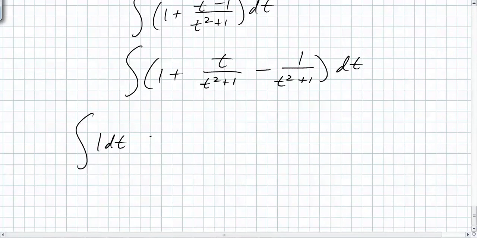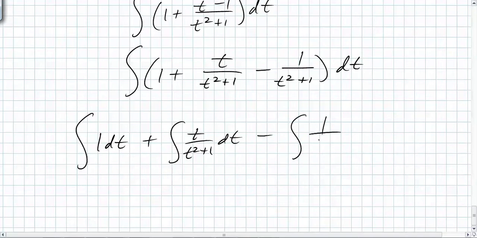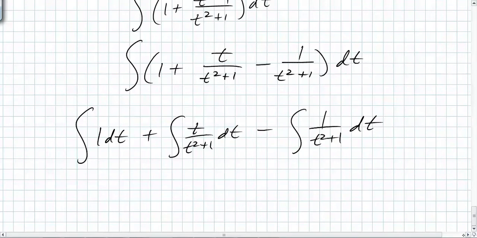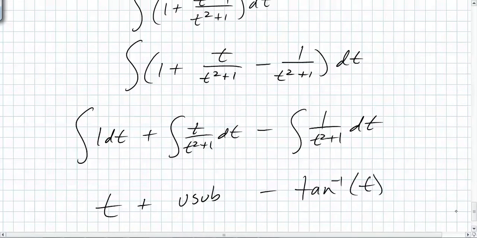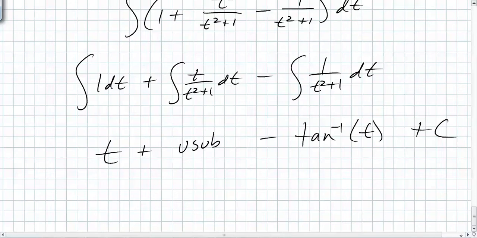The integral of 1 dt plus the integral of t over t squared plus 1 dt minus the integral of 1 over t squared plus 1 dt. What's the integral of 1 dt? T, thank you. Plus, oh, what do you have to use now? U sub? And what's the integral of 1 over t squared plus 1 for the win? Tan inverse. Don't say tan to the negative 1 power. Please don't say that. Plus c. Right. So we have to use u sub.